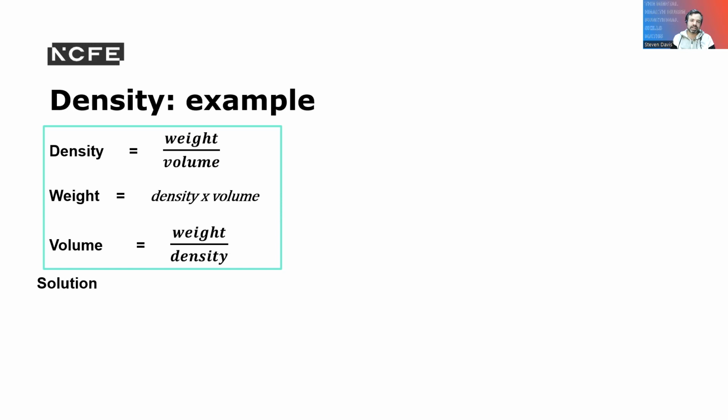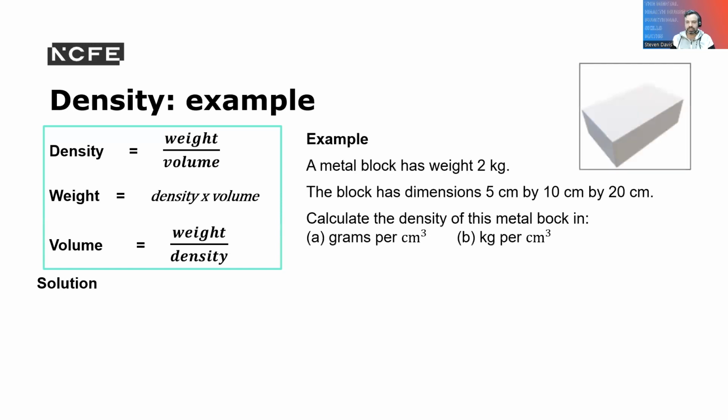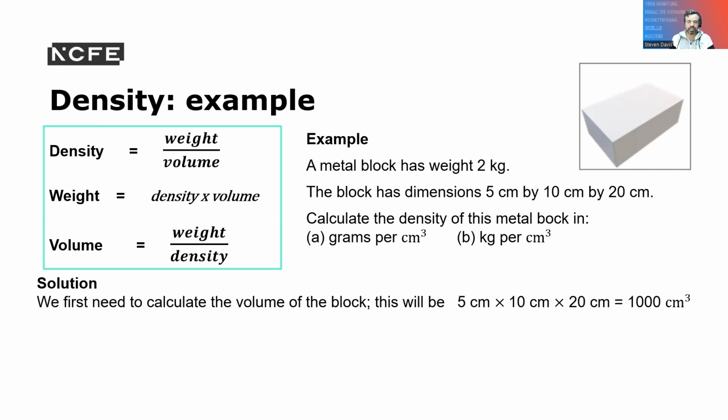So density examples then. A metal block weighs 2 kilos. The block has a dimension of 5 by 10 by 20. Calculate the density of this metal block in grams per centimeter square and kilograms per centimeter square. So we first need to calculate the volume of the block. This will be 5 times 10 times 20 equals 1,000 centimeters square.